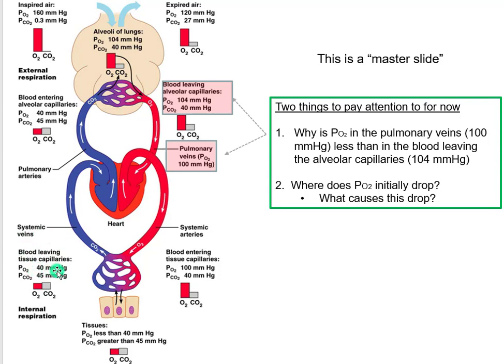Again, one more time, where did that 40 come from? It came from the tissues. That continues to travel to the systemic veins. Is there any more exchange that occurs? Nope. Remember, exchange only occurs at the capillaries. So you go through at 40.